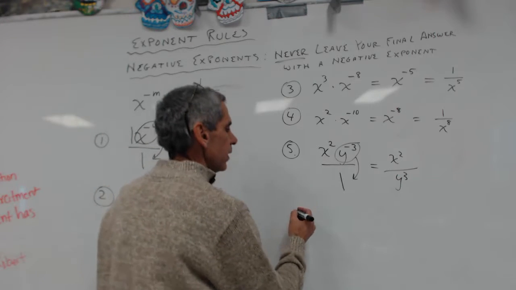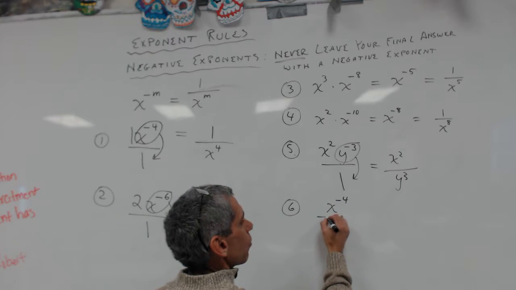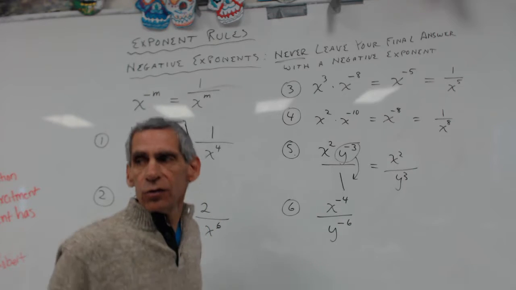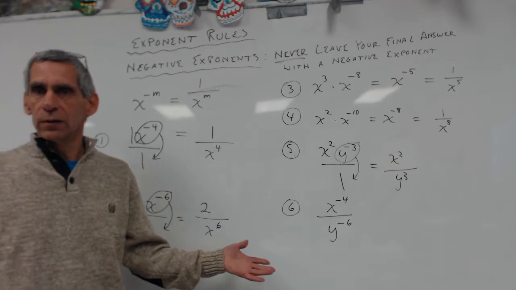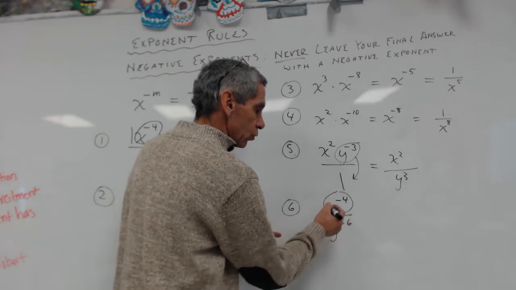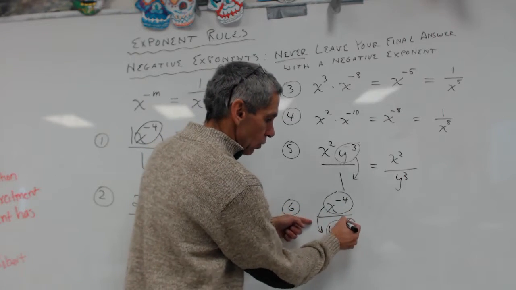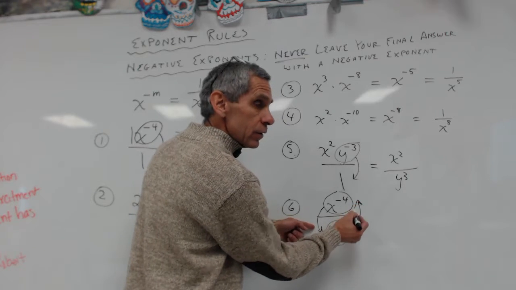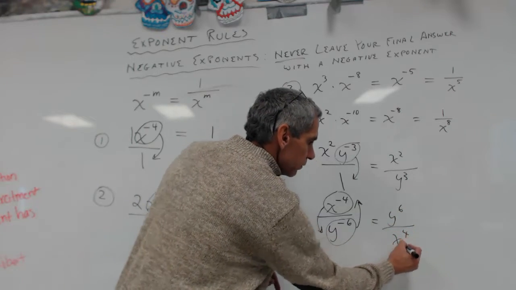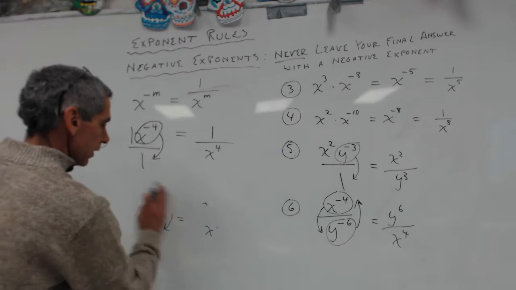What if I said x to the -4 over y to the -6? What would I have to do? Both of them are negative exponents. So this one has to go across the fraction line down here, but this one has to go across the fraction line upstairs. So suddenly I've got y to the +6 over x to the +4. You with me? That makes sense? That was number 6.